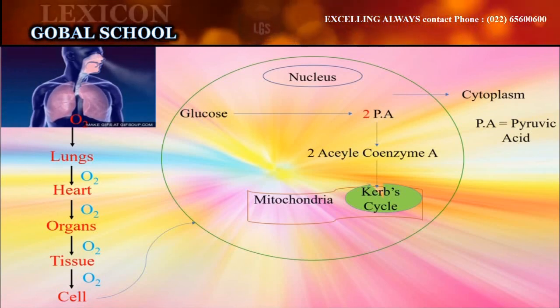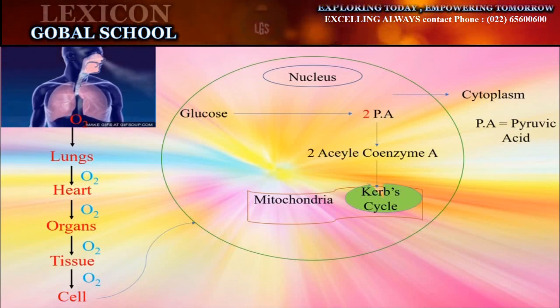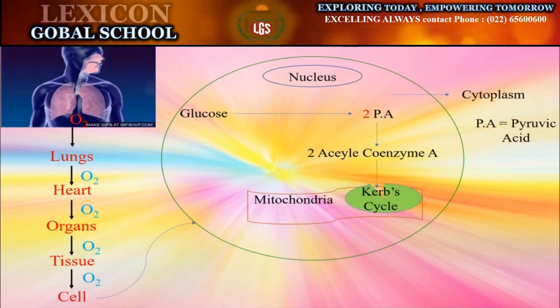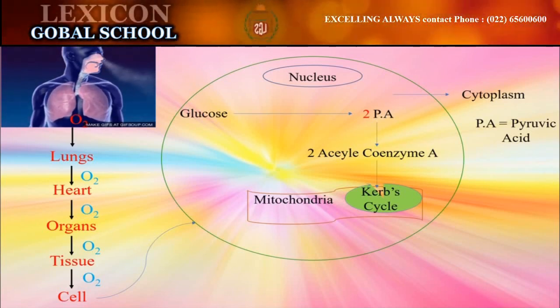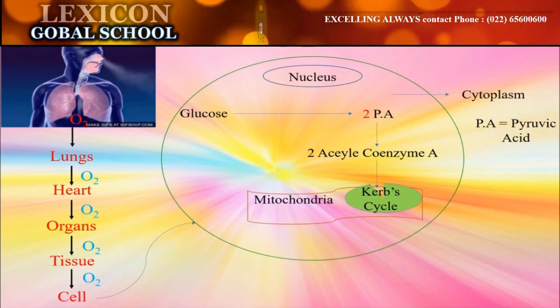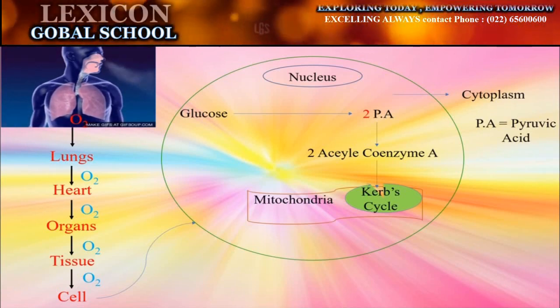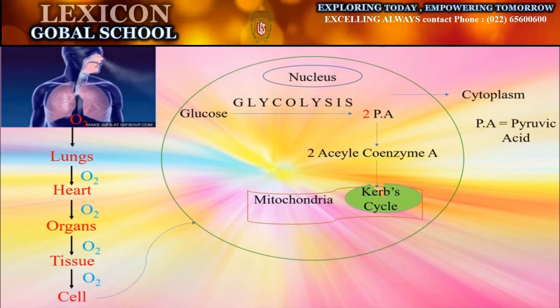Glucose gets converted into 2 PAPA. 2 PAPA gets converted into acetyl coenzyme A. Acetyl coenzyme A enters the mitochondria and gives the Krebs cycle. The Krebs cycle has been completed. Now, when glucose converts itself into PAPA, that means pyruvic acid, that process is called glycolysis. And when this process takes place, PAPA is one of the byproducts.